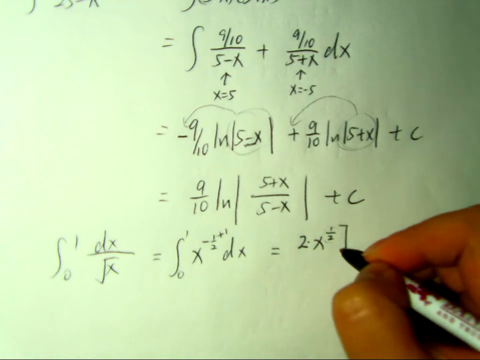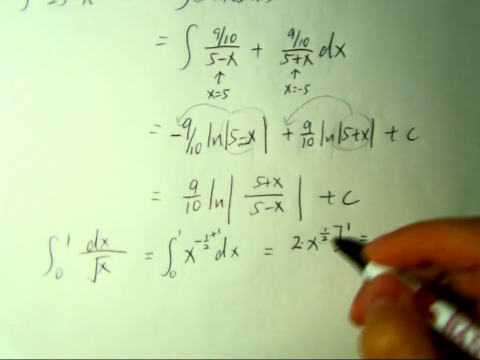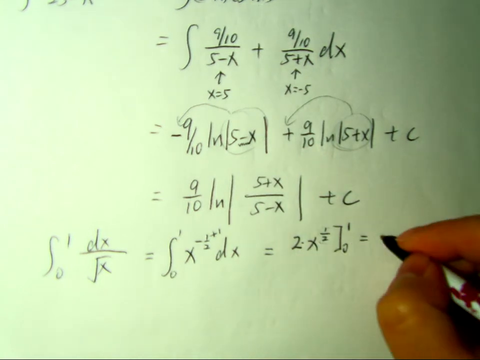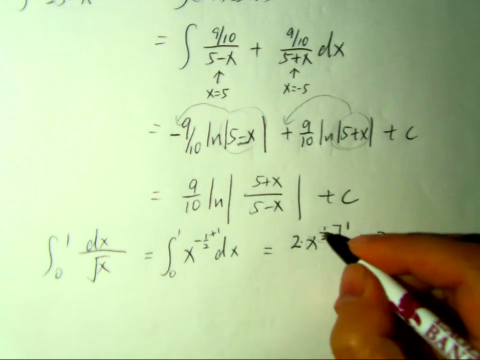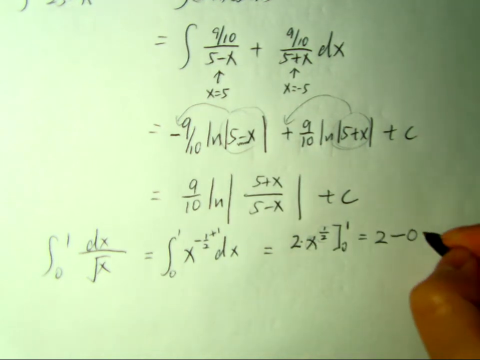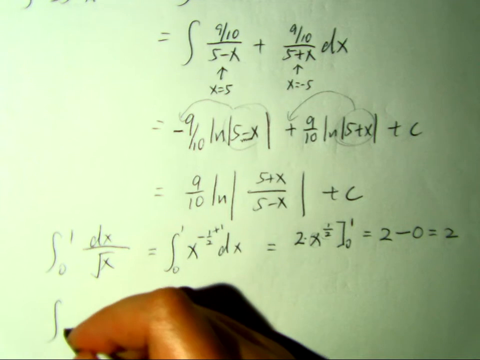And now let's plug in 0 to 1. When you plug in 1, 1 to any power will be 1. And when you plug in 0, 0 to any power will be 0. So the answer will just be 2. Okay, one more.